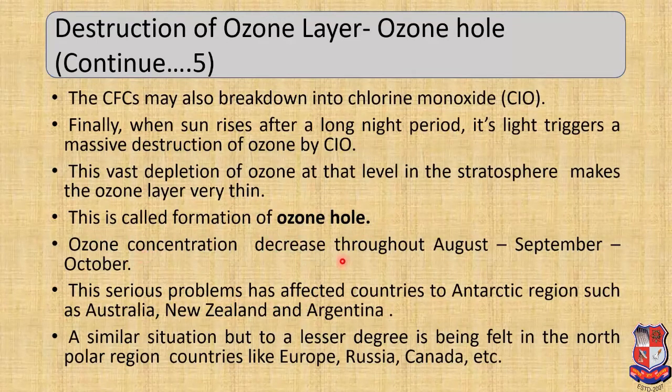Ozone concentration decreased throughout August, September and October. This serious problem has affected countries in the Antarctic region such as Australia, New Zealand and Argentina. A similar situation, but to a lesser degree, is being felt in North Polar region countries like Europe, Russia, Canada and likewise.